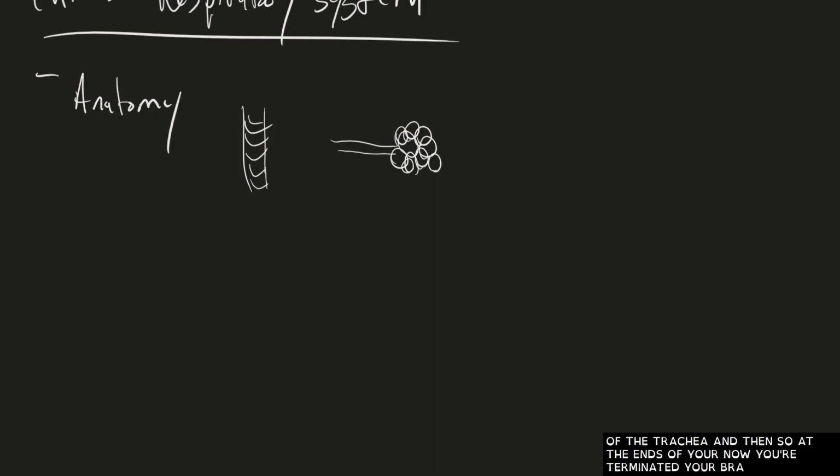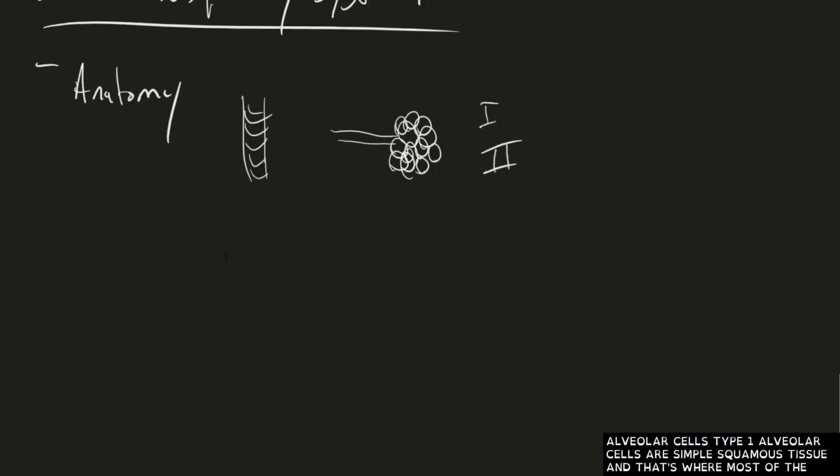your bronchioles here, you have the alveoli, which are little grape-like sacs. So these are the main sites of gas exchange. Now remember, within these alveoli, we have type 1 alveolar cells and type 2 alveolar cells. Type 1 alveolar cells are simple squamous tissue, and that's where most of the gas transport happens.